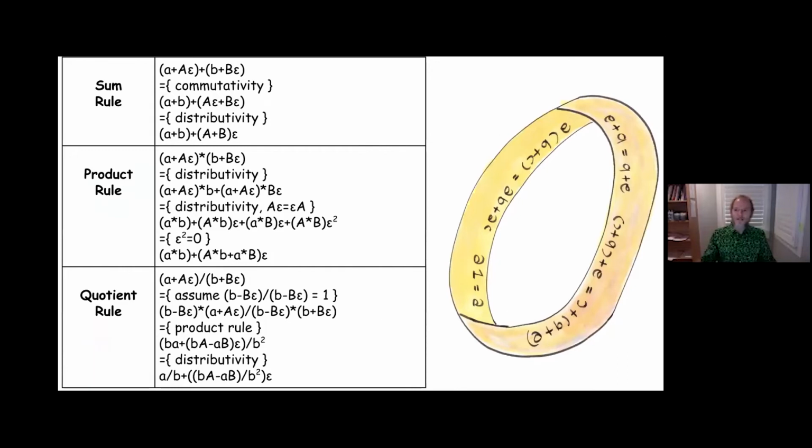Here are some of the rules that you may have learned in high school: the sum rule, the product rule, the quotient rule. You can just derive them using straightforward calculation, using simple algebraic properties like distributivity, commutativity, all super, super simple.